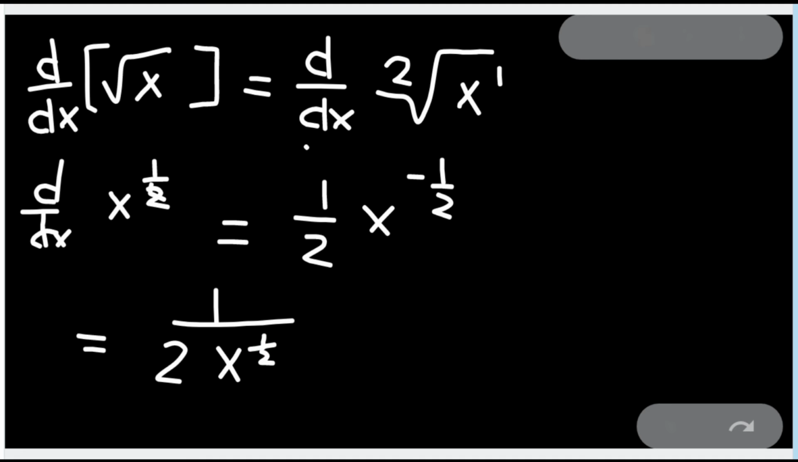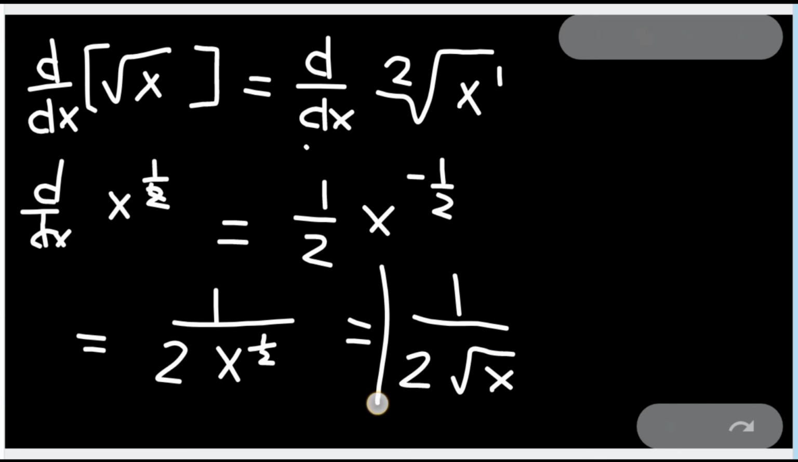And we can now transform this expression into radical. So, what we do is just simply 1 over 2 times square root of x. So, that is the value of the derivative.